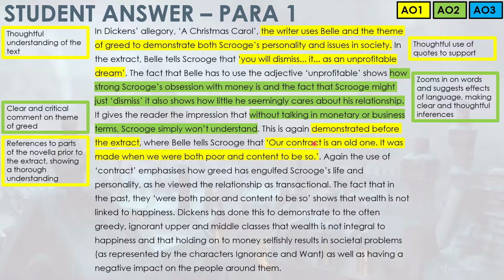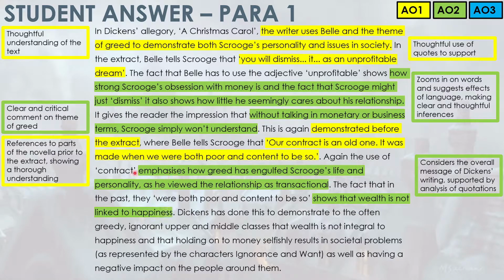When they move on to this bit in the paragraph and say this is demonstrated before the extract, and then use this quote, "Our contract is an old one," there are references to other parts of the novella before the extract, so they're showing a more thorough understanding. The extract they got was just after she's said this bit about the contract.